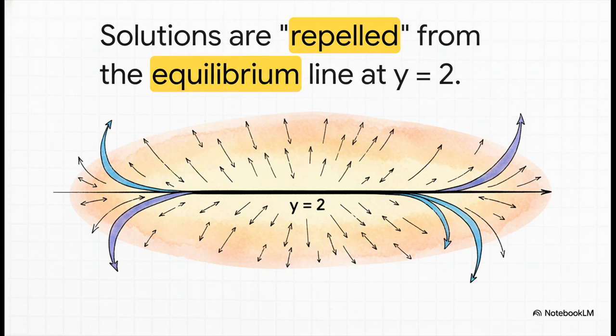That line at y equals 2 is an equilibrium solution, and you can literally see that the other flow lines are being repelled by it. They're all getting pushed away. And we can see this just by looking at the picture. No need to solve the equation.